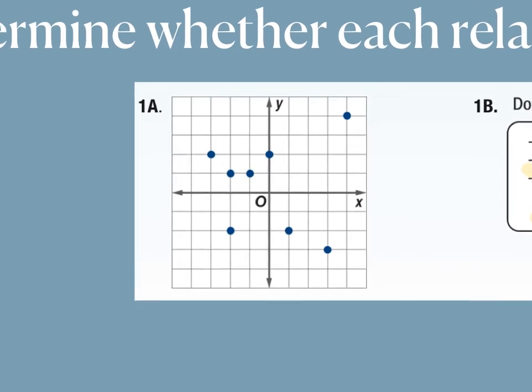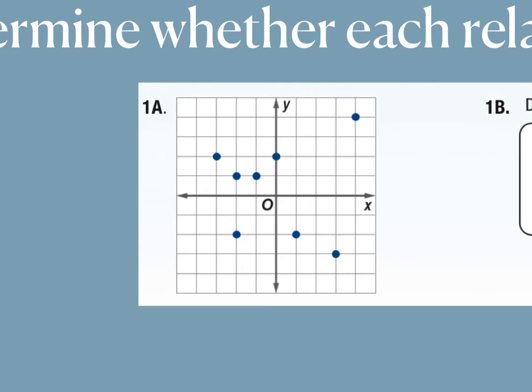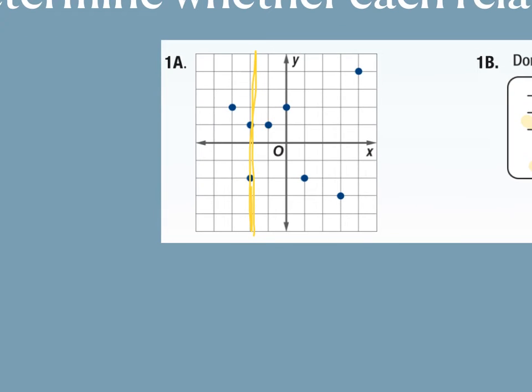And let's use the vertical line test for 1a. So if we took a vertical line and put it over every single one of these dots, do we have a vertical line that touches 2 dots at the same time? Yes. If we put a vertical line right over here, it touches 2 dots. So would this be a function? No. Remember, if it touches 2 dots, it's not a function.